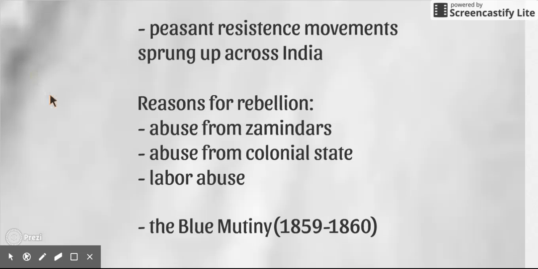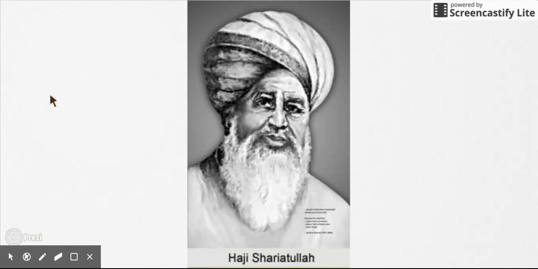The Blue Mutiny was a movement of peasant revolt against the labor abuses of British sovereignty. This revolt was a result of the peasants refusing to grow indigo to sell, because it didn't benefit their family's nutrition and livelihood. The British continued to push the peasants to grow indigo, resulting in the Blue Mutiny. Here's an image of what Haji looked like.